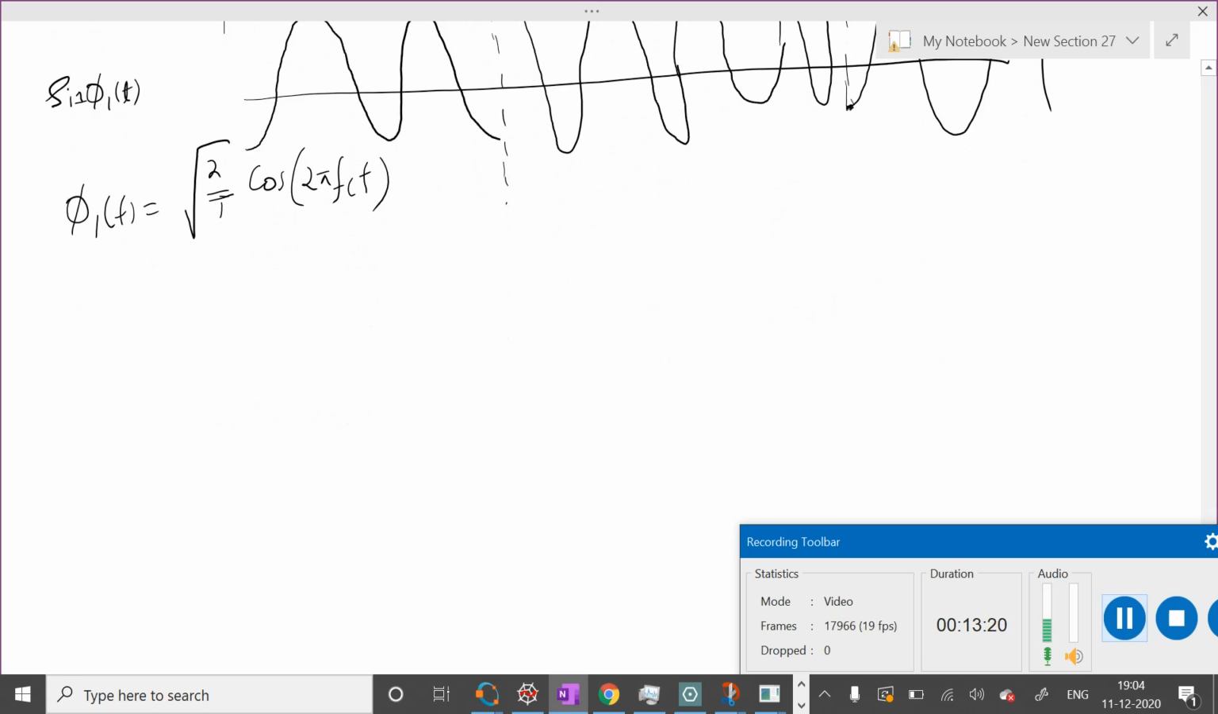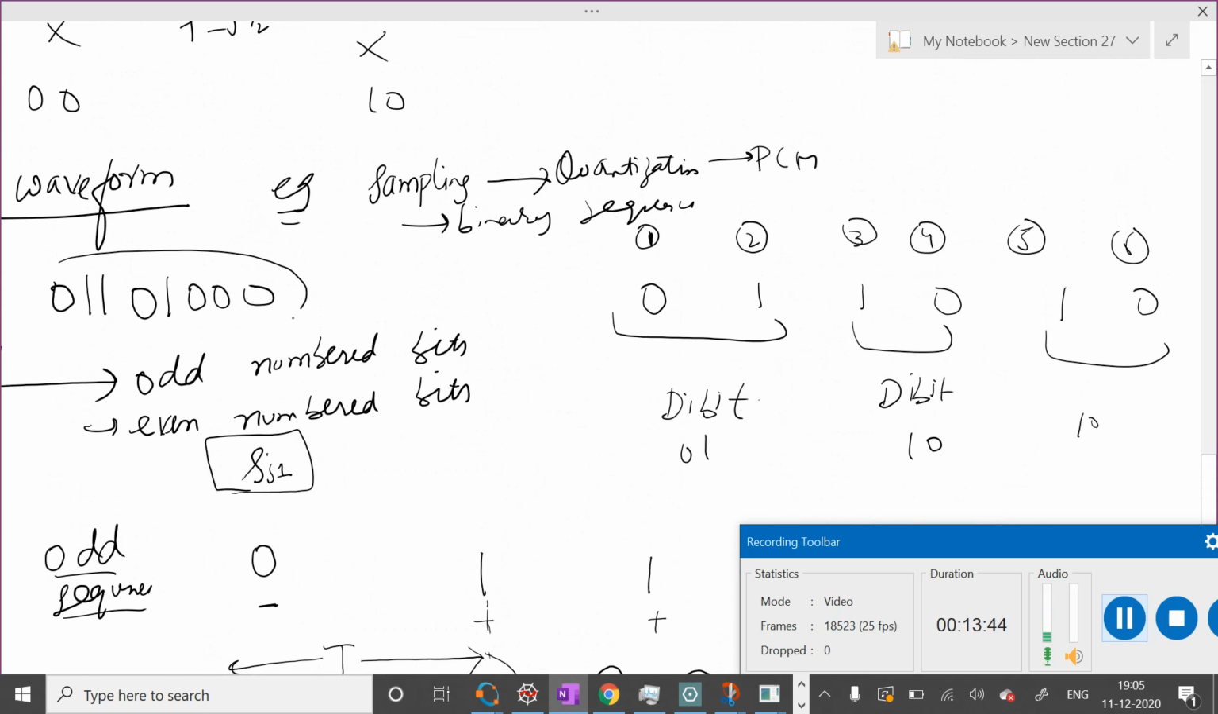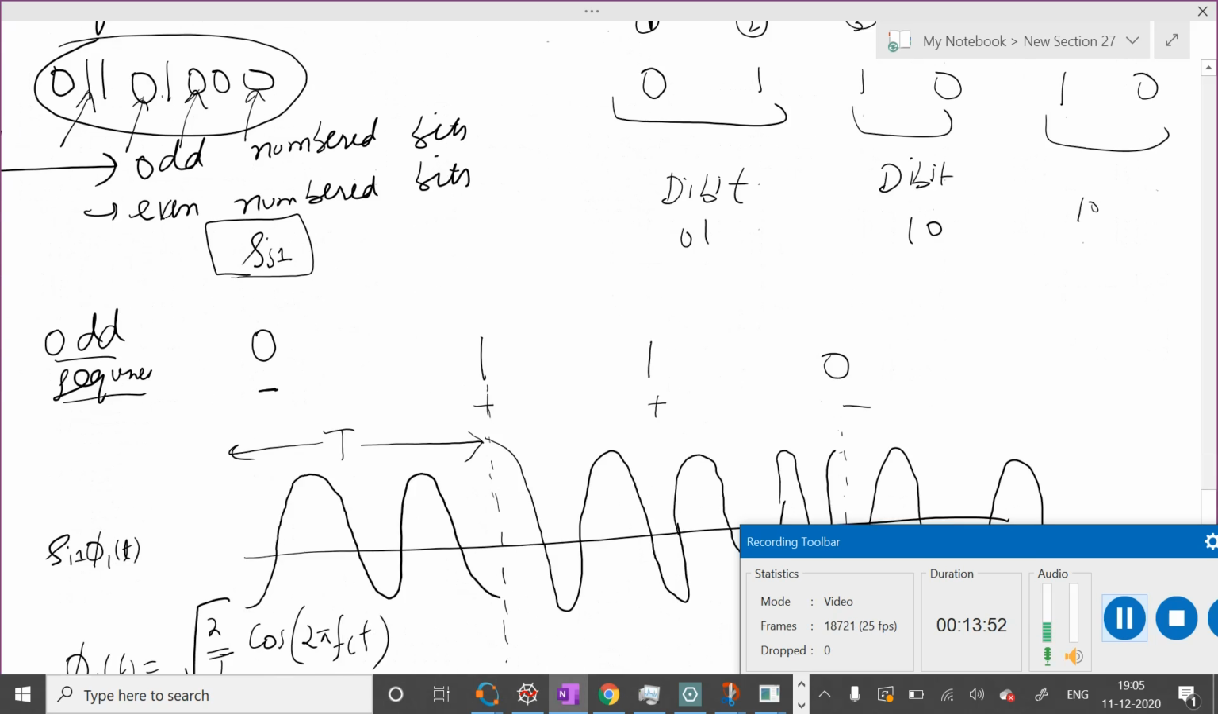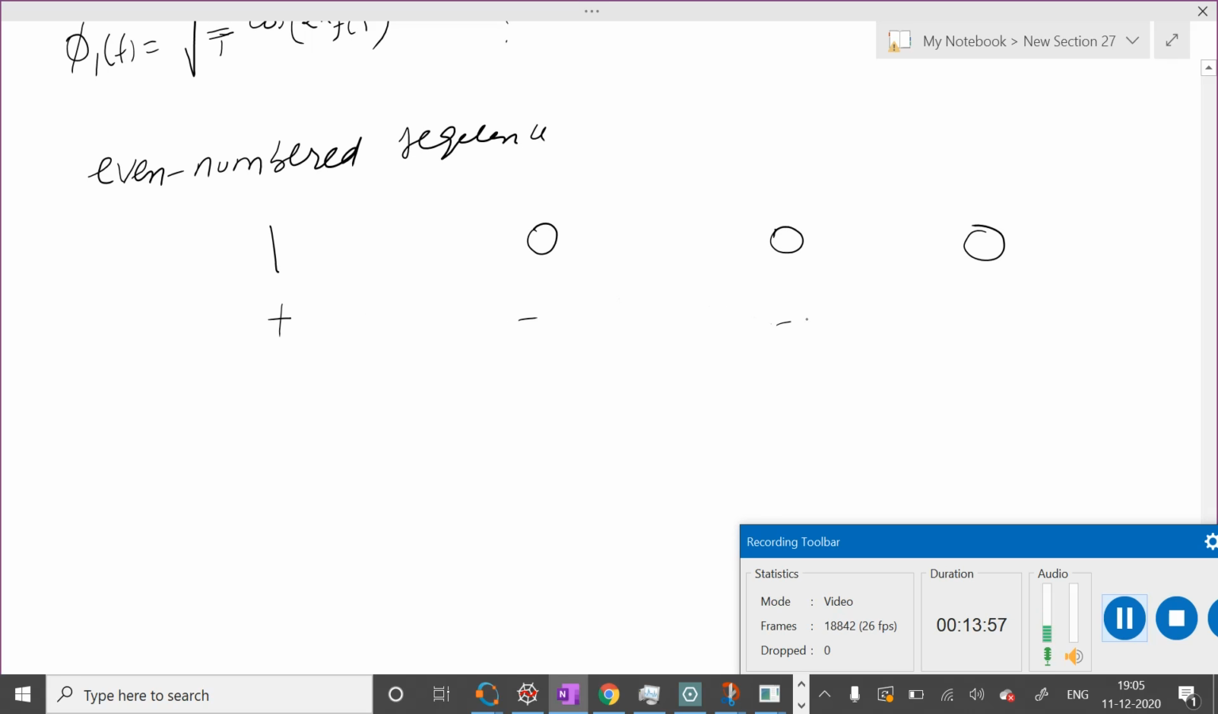Now the even numbered sequence. First of all, what are the even bits? Bit number 2 is 1, bit number 4 is 0, right? Then bit number 6 again 0, bit number 8 is 0. Okay, what I mean is, go back here, this is bit number 2, bit number 4, bit number 6, bit number 8. These are the even bits. So it is plus minus minus minus.